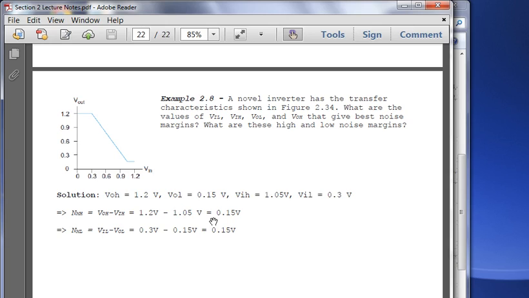And likewise, our noise margin low, input voltage low minus output voltage low, 0.3, which we determine here, minus 0.15, that becomes also 0.15 volts. So in this particular simple example, we have a noise margin region based on this graph that we show of 0.15 volts.